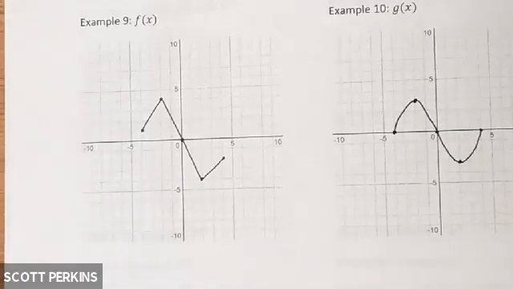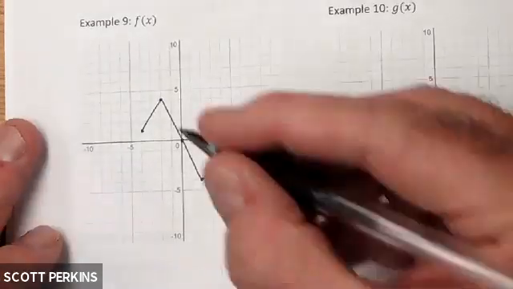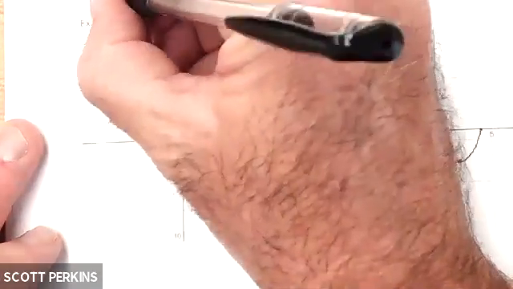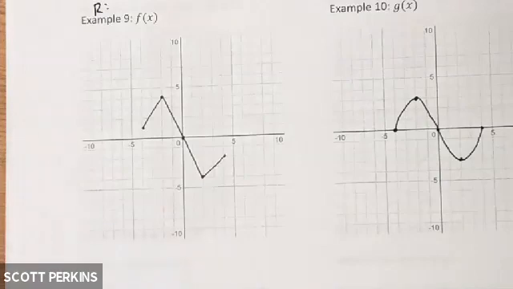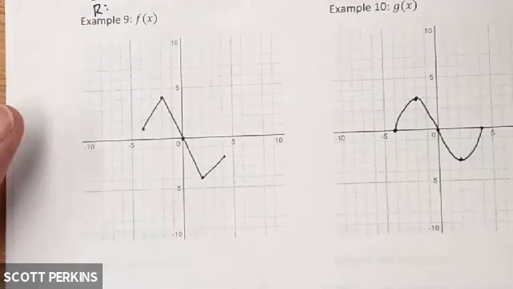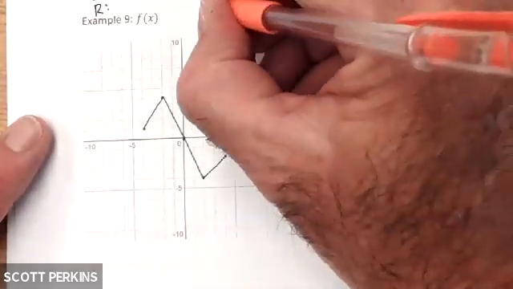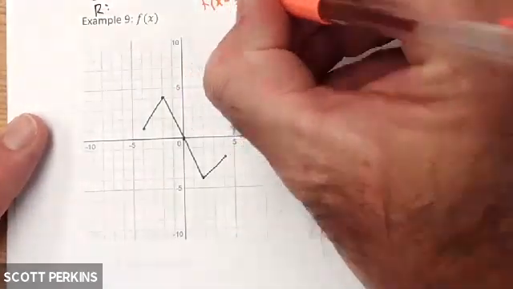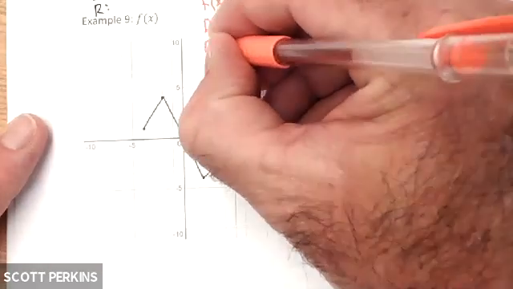So what I would like you to do, we're just going to do the domain and range of this first problem. So first thing I would like you to do is what's the domain and the range of example 9? I think we already did that, but you can write it down again real quick. And then after you've done that, I would like you to graph f of x minus 3 and write down what its domain and range are.